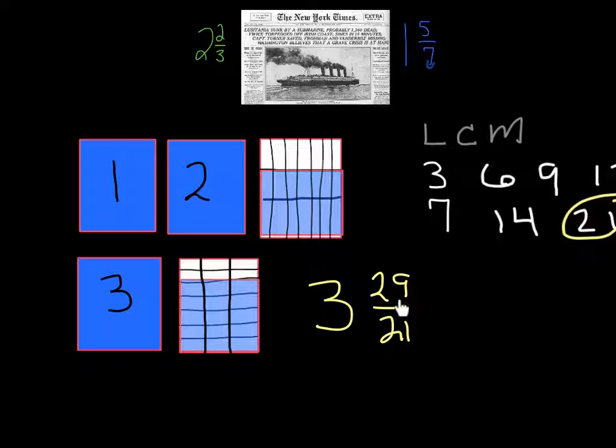However, this is not a proper fraction. It's called an improper or a top-heavy fraction. And the reason for that is because I could take 29, I could take some of these here and move them up here, and I would have a whole one, right? So I'm going to actually do that.